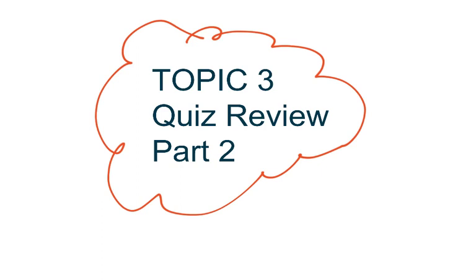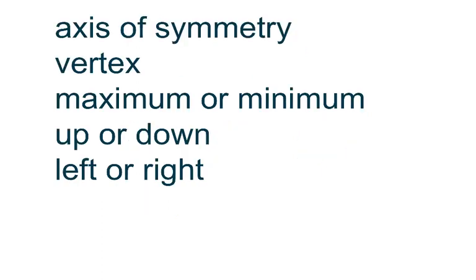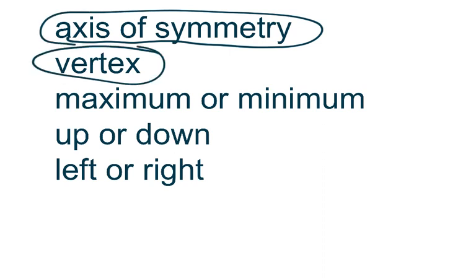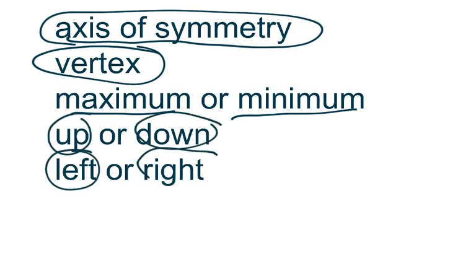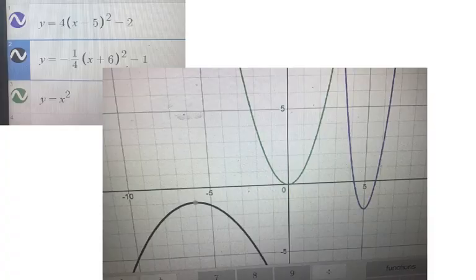Quiz review part 2. So let's talk about axis of symmetry a little bit more and vertex a little bit more, and also maximums or minimums, whether it goes up or down or left or right, and also whether it shifts left or right and so on. You will see. So guys, here are my first graphs here.